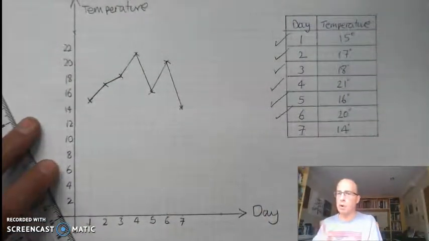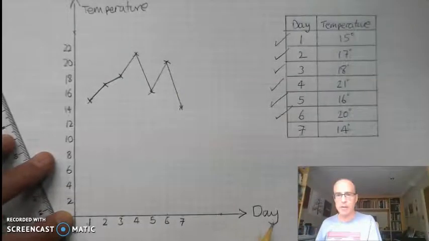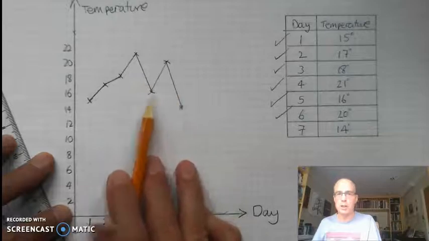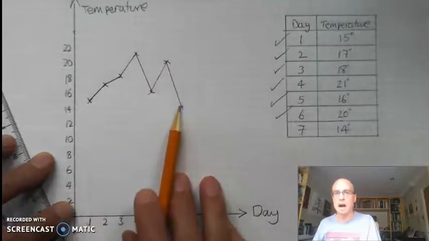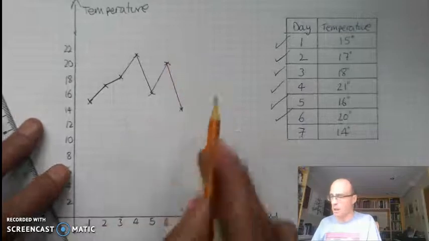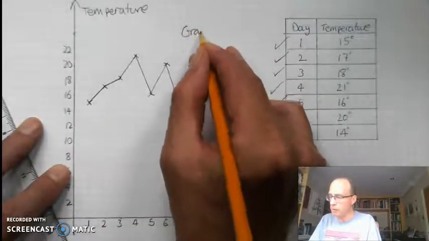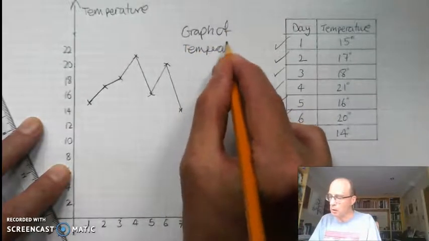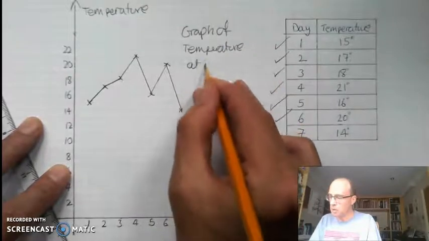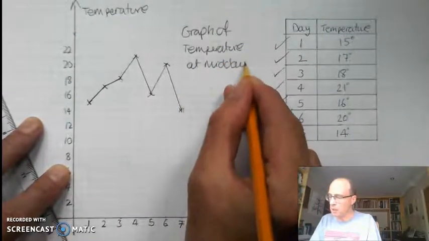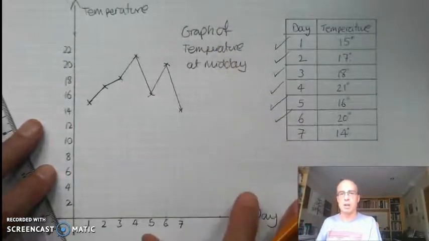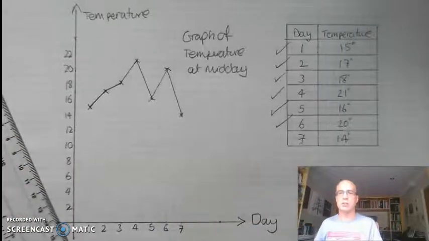We're almost finished. We've got one last thing to do. I've got my axes, and I've got a label for each of my axes. I've got my points plotted. I've connected them up with straight lines. I need to give my graph a title. So I'm going to call it a graph of temperature at, remember our data, we'd collected it all at midday. So I'm going to call it graph of temperature at midday, and we've got ourselves a beautifully drawn line graph.